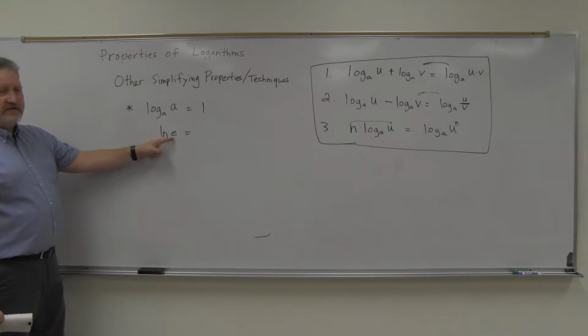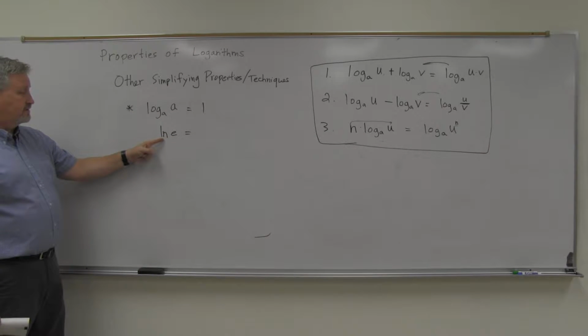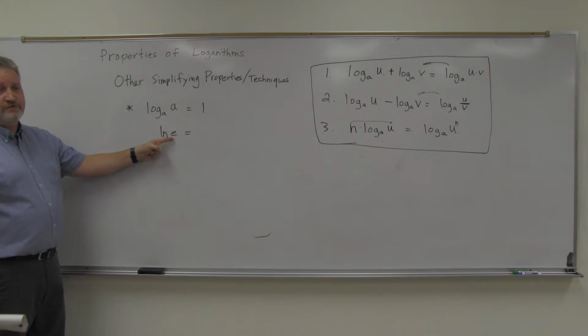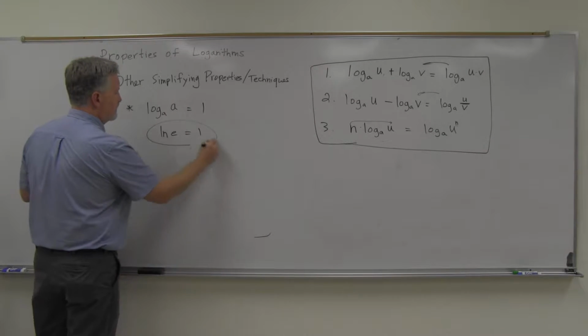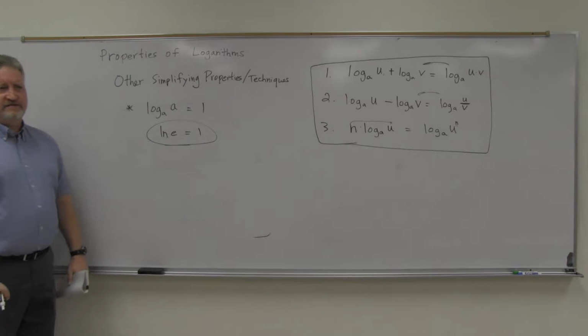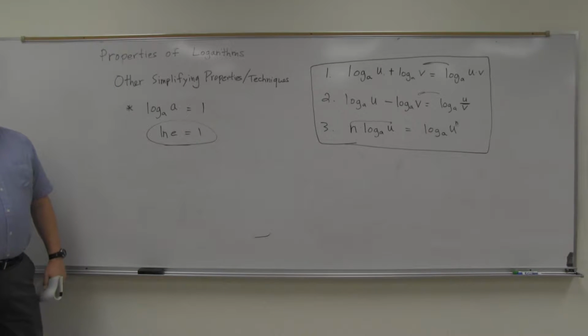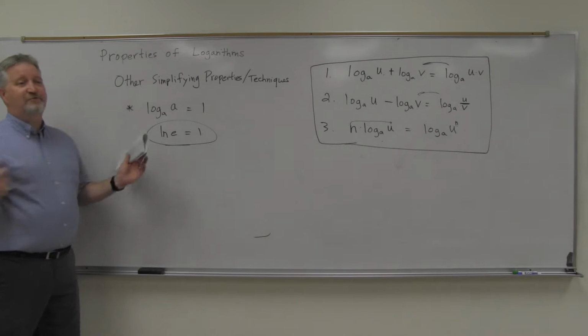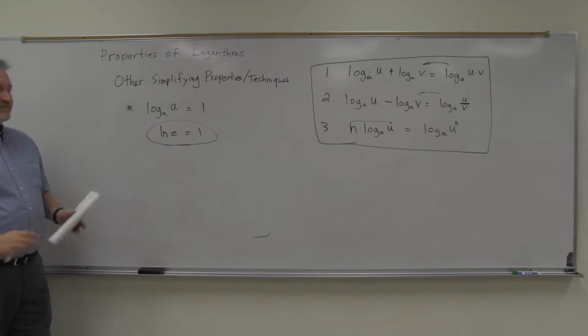Because ln of e, the logarithm here is base e. So this is base e of e. So that's 1, okay? That's the one in particular that is of interest to us. If you've got the ln of e, that's always just 1. All right.